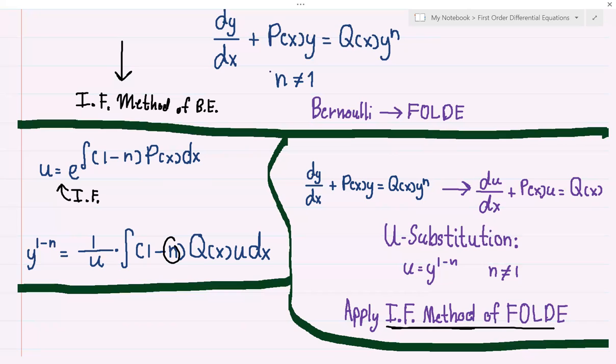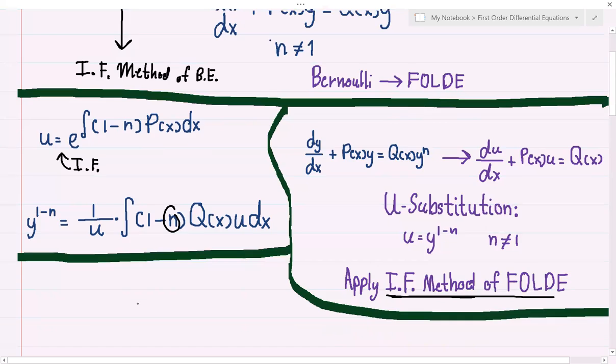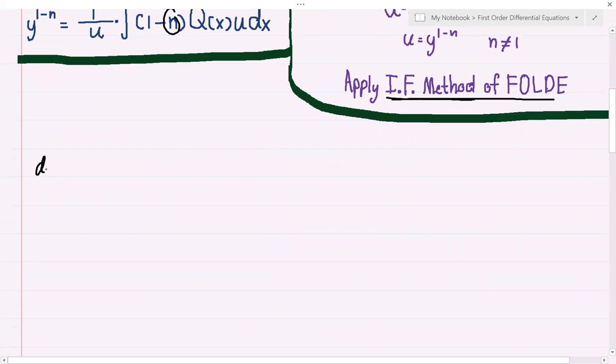But don't worry, I'm going to explain it while I am solving because I'm going to apply these two methods in one example. So, speaking of example, let's try to apply it here. We have dy all over dx plus 3 all over x times y is equal to 3x squared times y raised to 4. Okay, that's it.